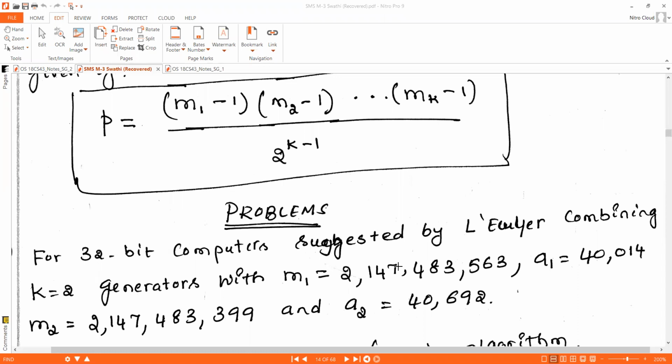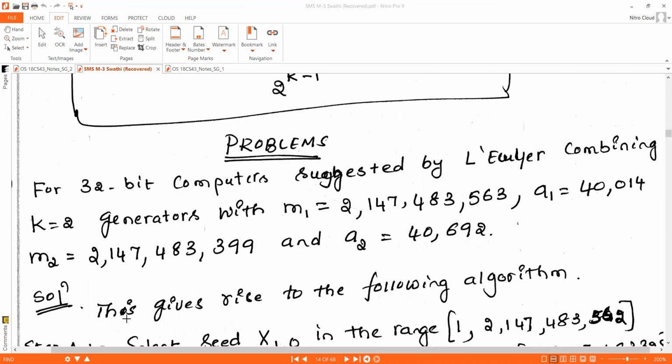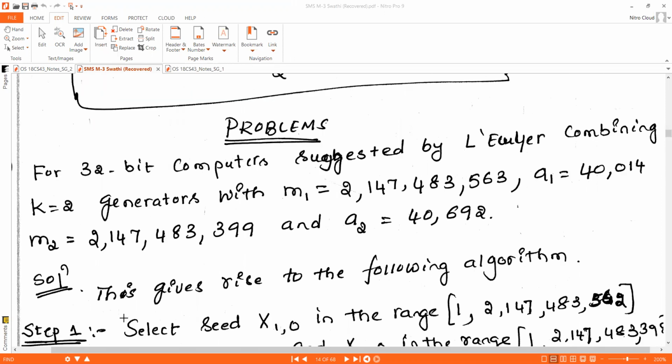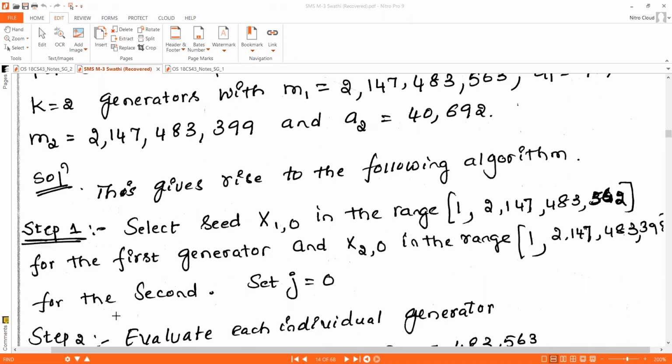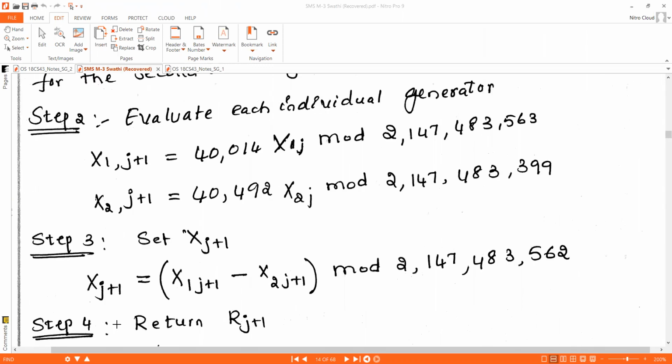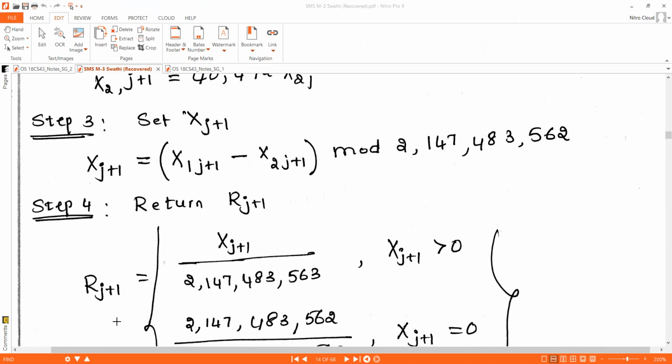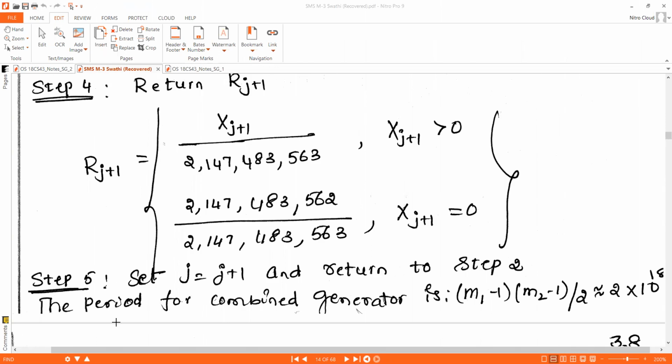Here the k value they have given is 2. So we'll write the p value as m1 minus 1 into m2 minus 1 divided by 2 power 2 minus 1, since the k value is 2. Using that formula, we'll find the period here.